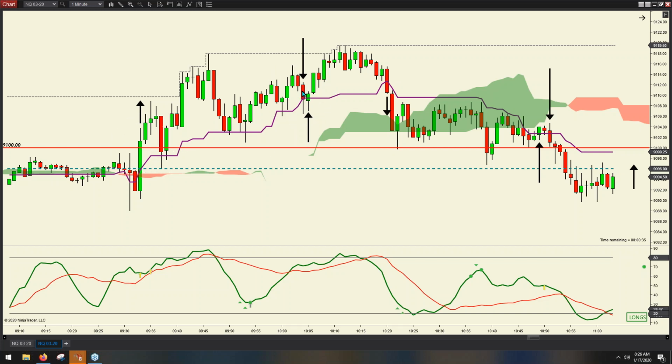Here you get a close below, right here, where I have this black arrow down, but the green line is above the red, so it's not valid for the short. Here you get a close above, green line above the red, now you can take the buy.